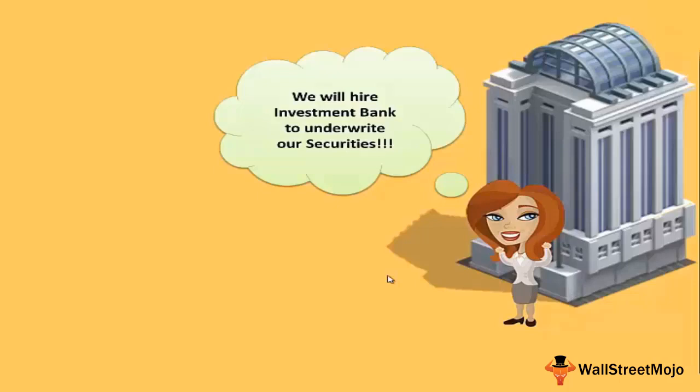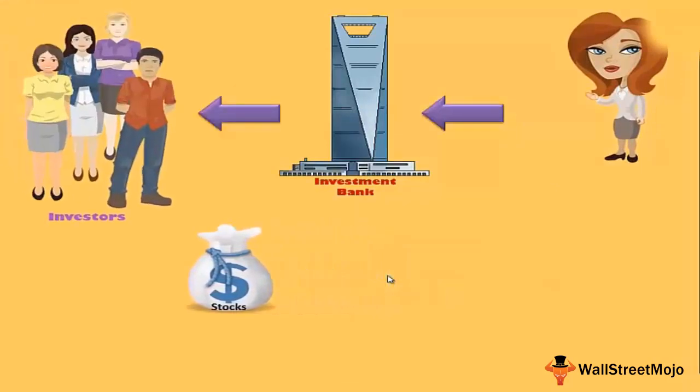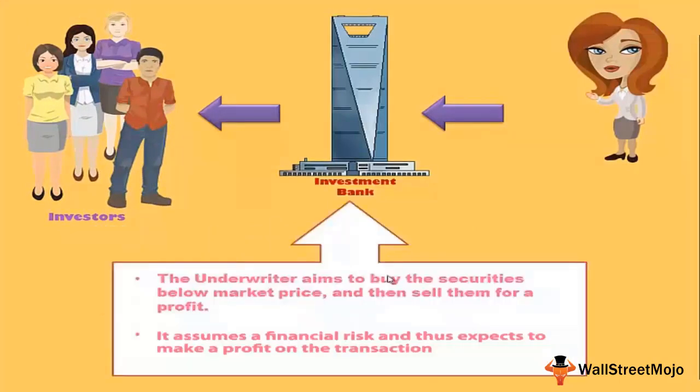So what this means is that if an investment banker is underwriting these securities, he is virtually guaranteeing that the amount that is committed to be raised will be raised. And how does the investment bank actually ensure this? Essentially, when the IPO comes, the stocks are given to the investors, and let's say there is undersubscription to an extent of $10 million, so these $10 million worth of stocks will be absorbed by the investment bank.